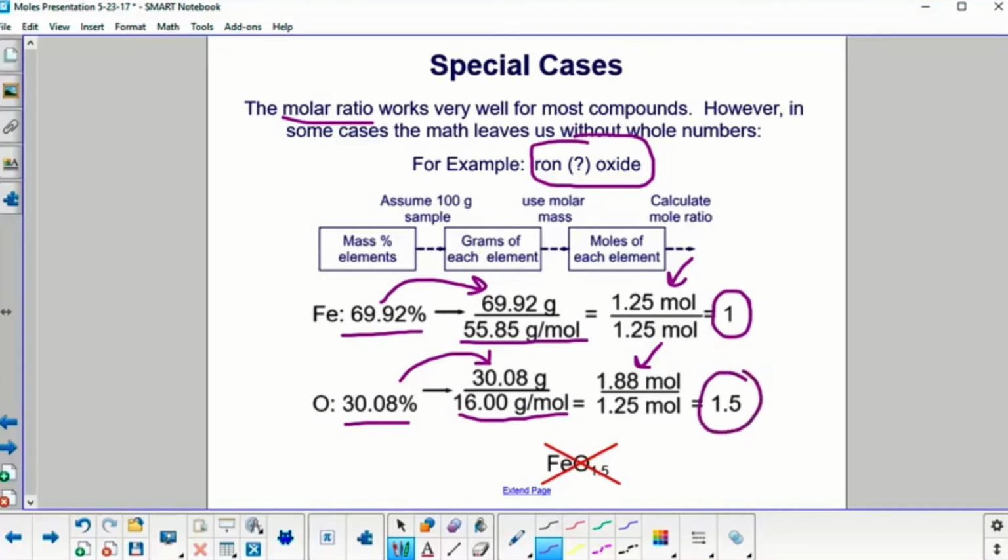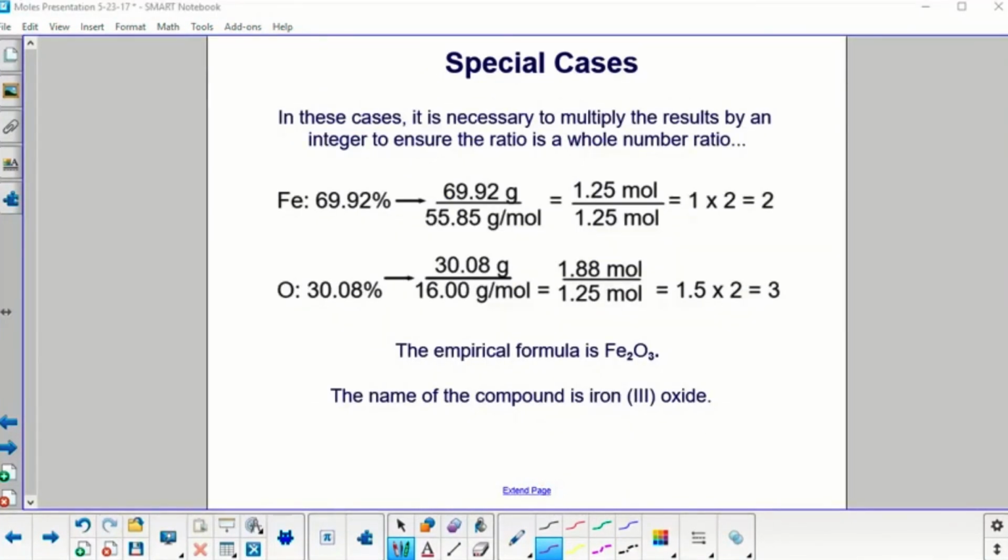So we write it as iron 1, we leave the 1 out, and oxygen 1.5. Well, that's not very elegant, and that's not fair. We can't have 1.5 atoms of oxygen. Doesn't work. So what are we going to do? Think about it for a second before you go to the next slide. Okay, did you come up with anything?